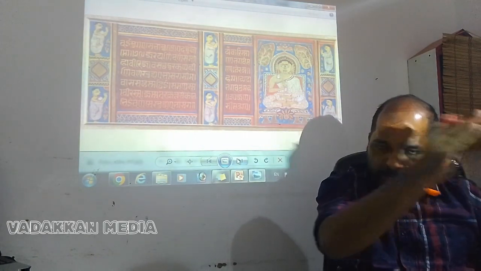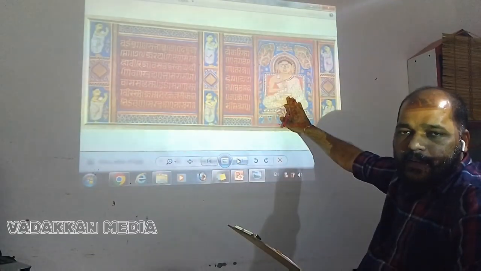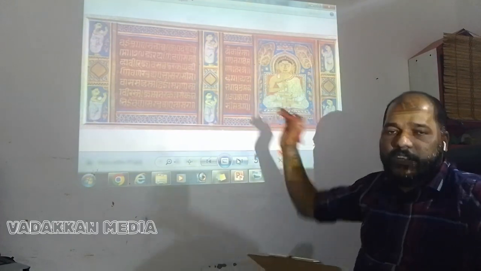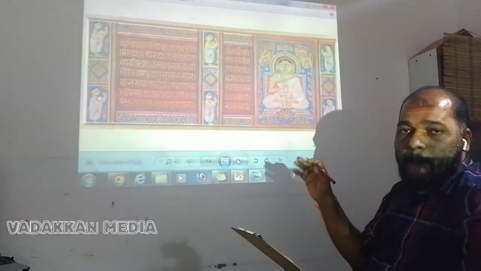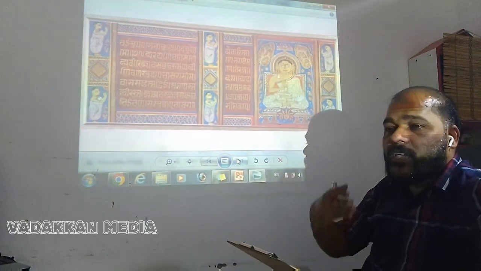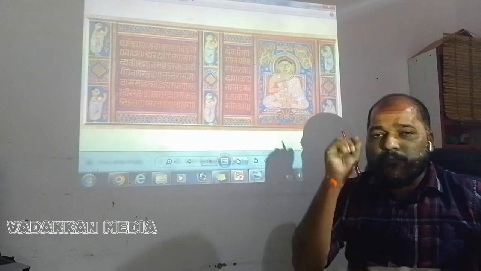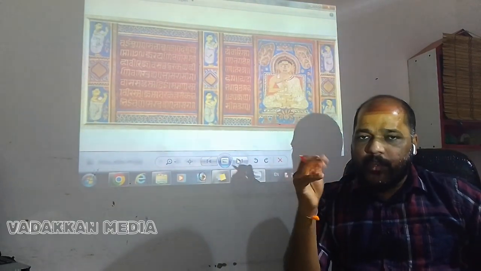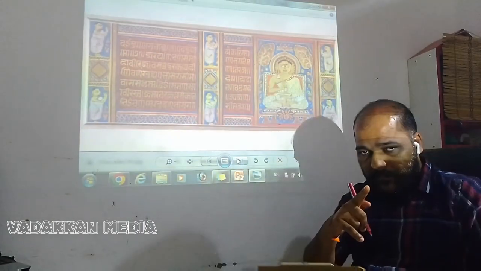Prajnaparamita is Buddha related, and Kalpasutra is Mahavira, Jain religion related. We painted on palm leaf, but they increased the talent, and they also started using strips of cloth for the first time. They used strips of cloth for the paintings.